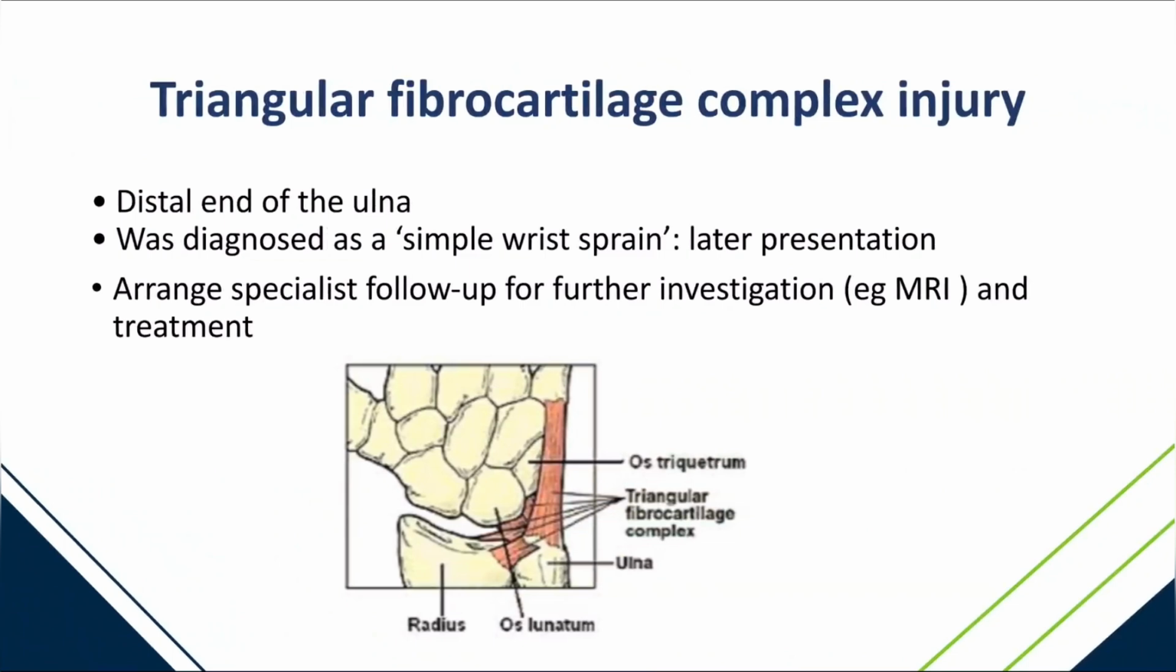We have triangular fibrocartilage complex injury, also called TFCC injury. This involves damage to the structures that stabilize the ulnar side of the wrist and cushion forces between the small bones in the wrist and the ulna.